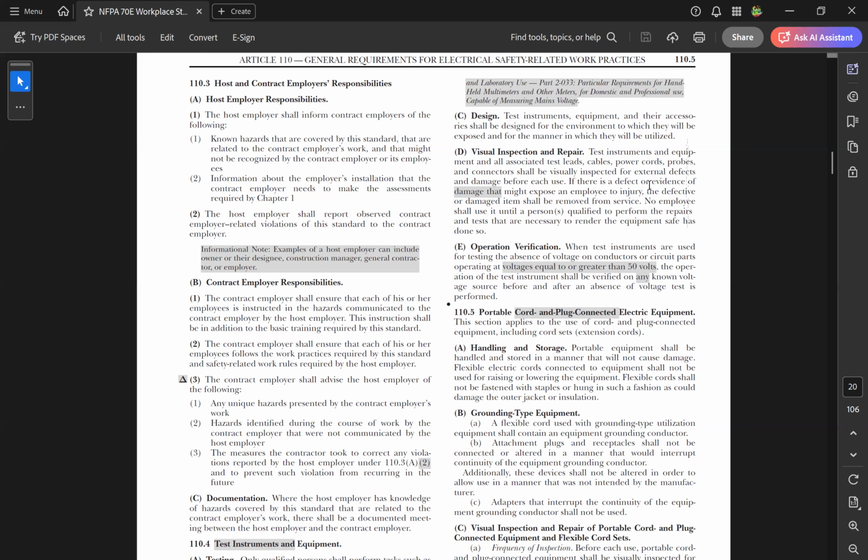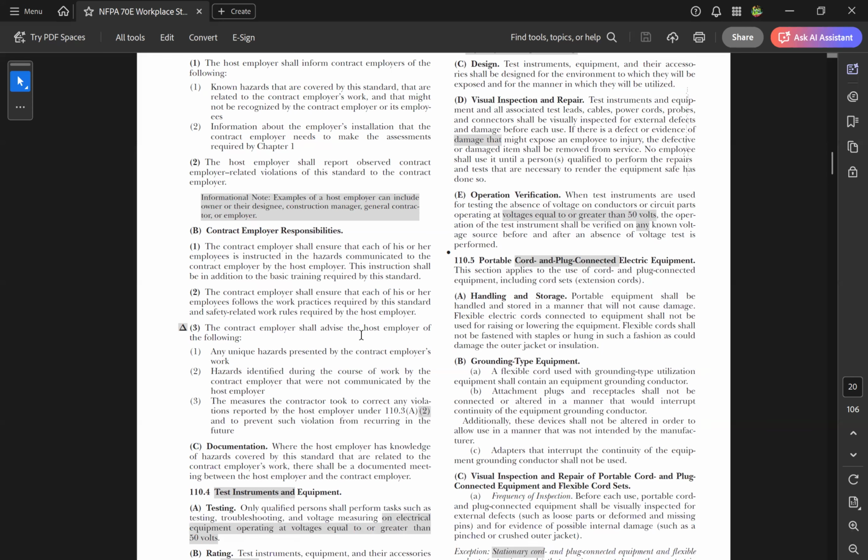And then the contract employer responsibility. So the contract employer should ensure that each of his or her employees is instructed in the hazards communicated to the contract employer by the host employer. This instruction shall be in addition to the basic training required by this standard.